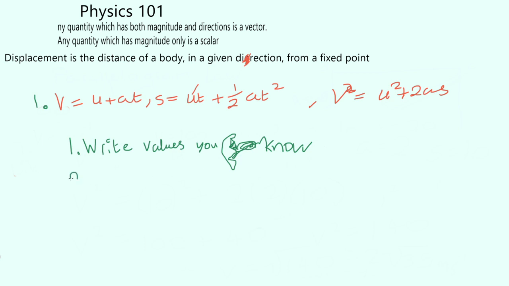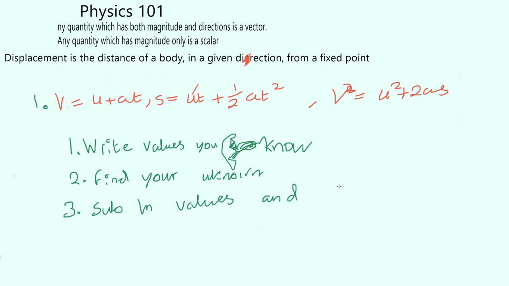Then 2, find your unknown. Then 3, sub in values and solve. And that's misspelled, whoops, solve.